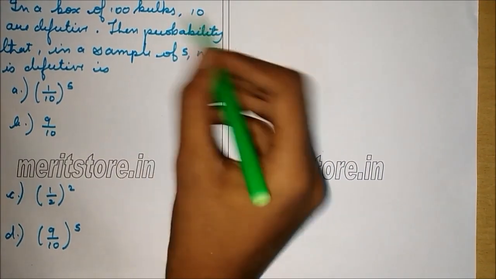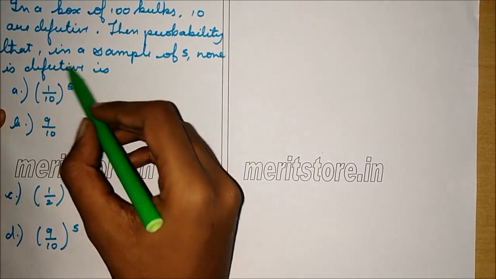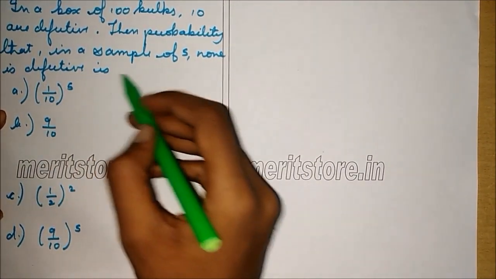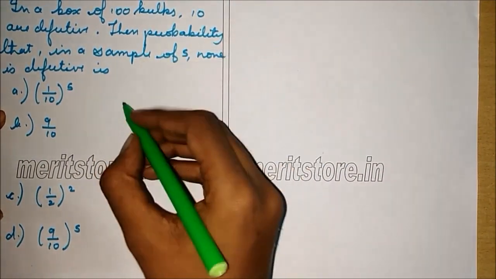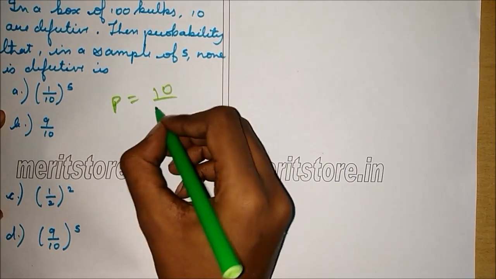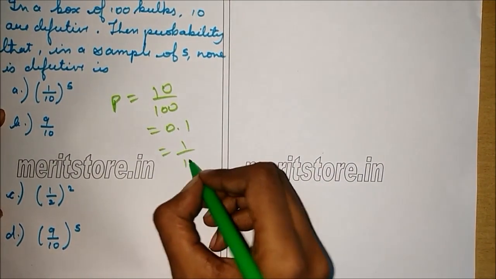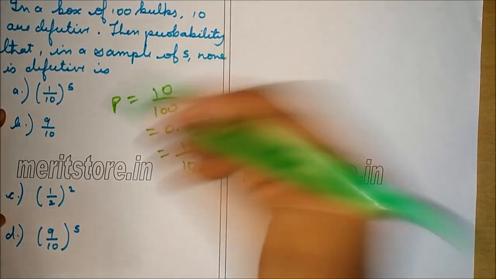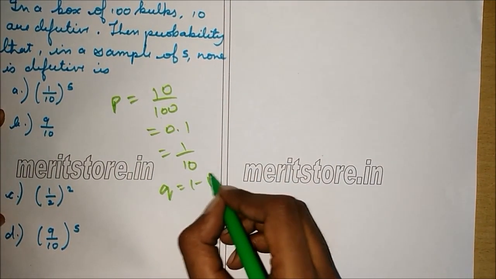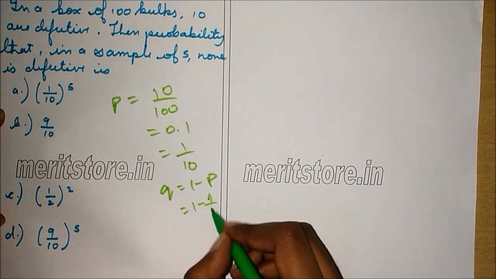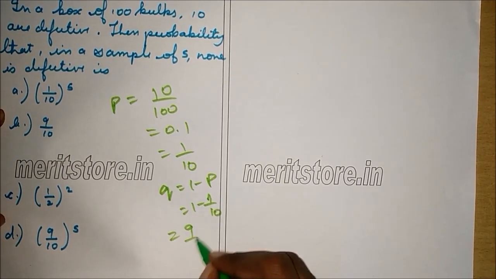In a box of 100 bulbs, 10 are defective. Then the probability that in a sample of 5 none is defective is, so probability of a bulb being defective is 10 by 100, which is equal to 0.1, or that is 1 by 10. So probability that a bulb is not defective is 1 minus P, which is equal to 1 minus 1 by 10, which is equal to 9 by 10.